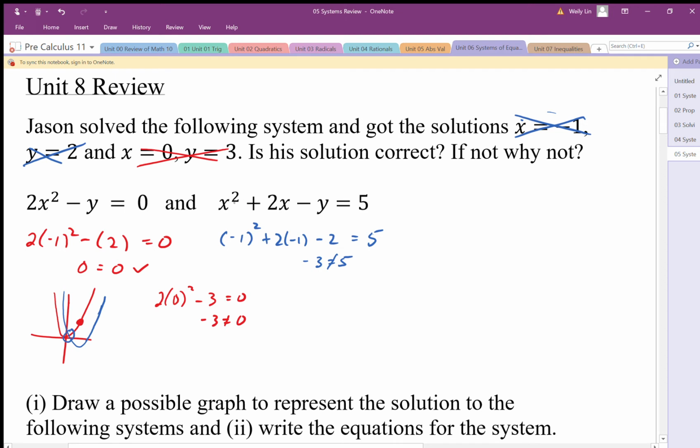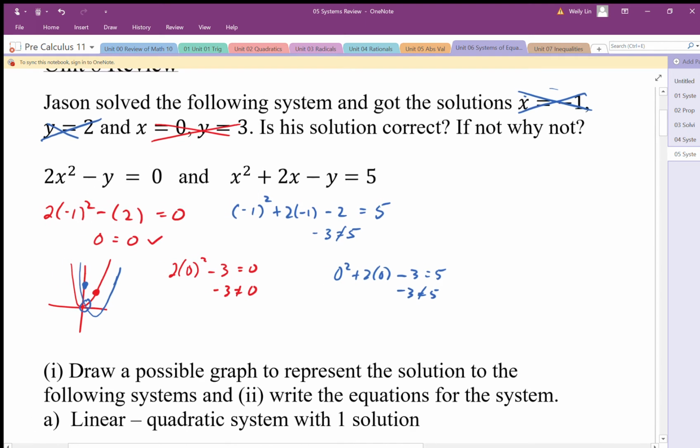Okay, just to double check here, we can check to see that it, in fact, doesn't fit into here. So if we plug it in here, x equals 0, so we get 0 squared plus 2 times 0 minus 3 equals 5. Okay, again, -3 does not equal 5. That does not fit into that system. So this second coordinate, x equals 0, y equals 3, is not even a point on either graph. It's just some random coordinate on the xy plane.